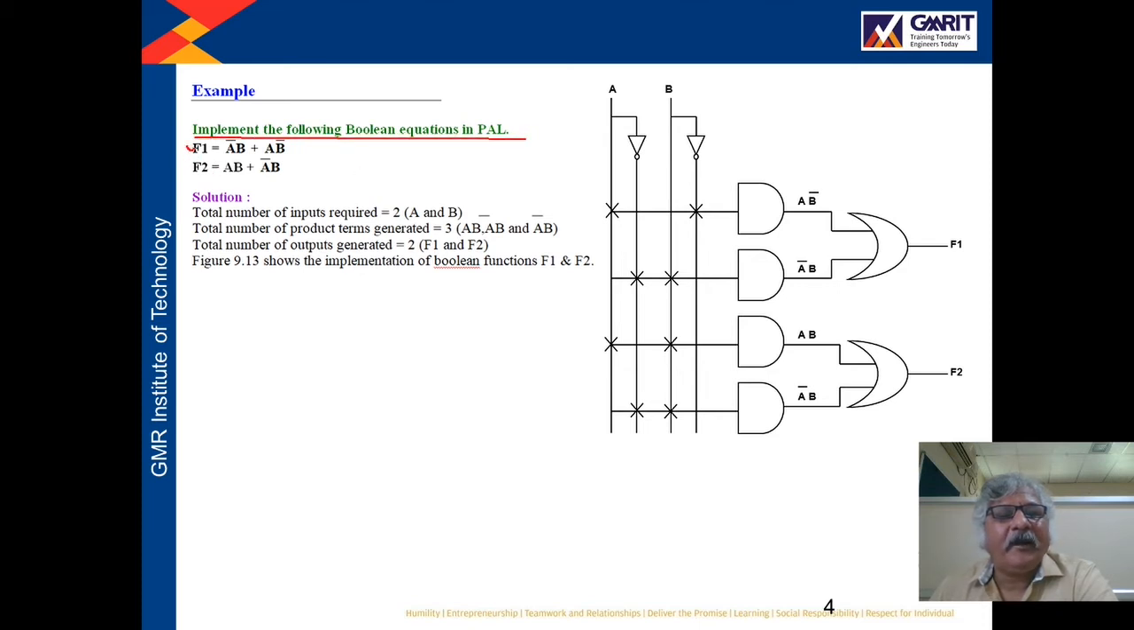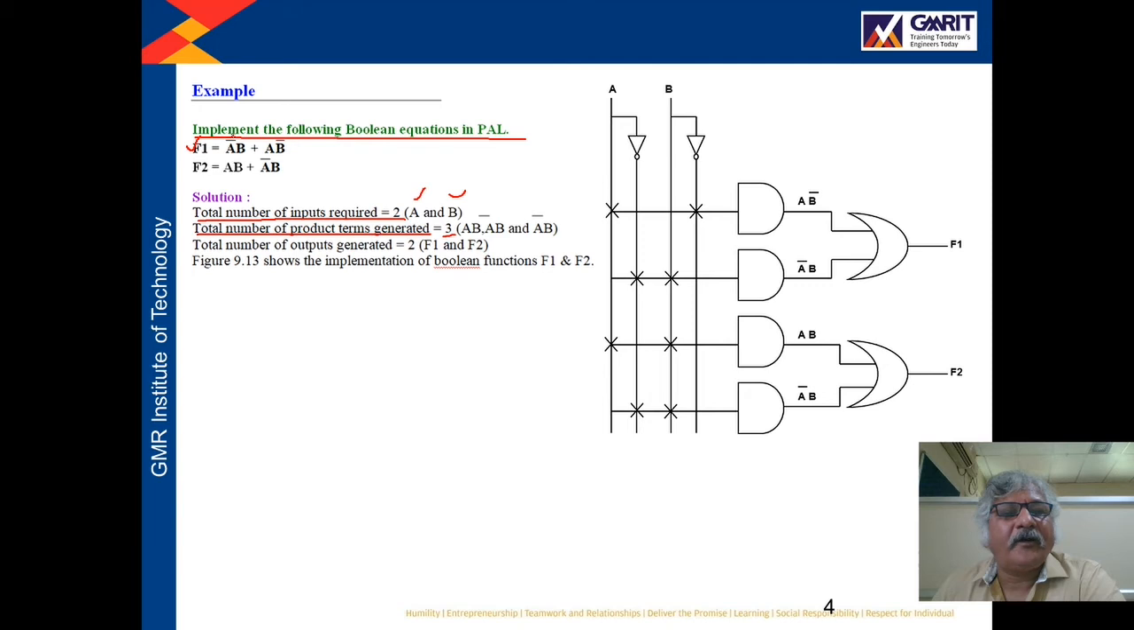So the expression is F1 = A bar B + A B bar, F2 = AB + A bar B. Here we will see how many inputs are there for this logic. Total number of inputs required are 2, A and B. And how many product terms are required? Total number of product terms generated are 3.